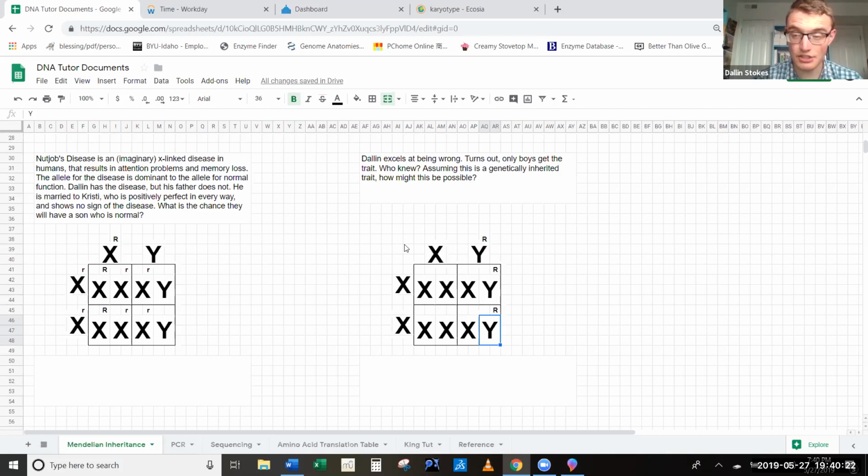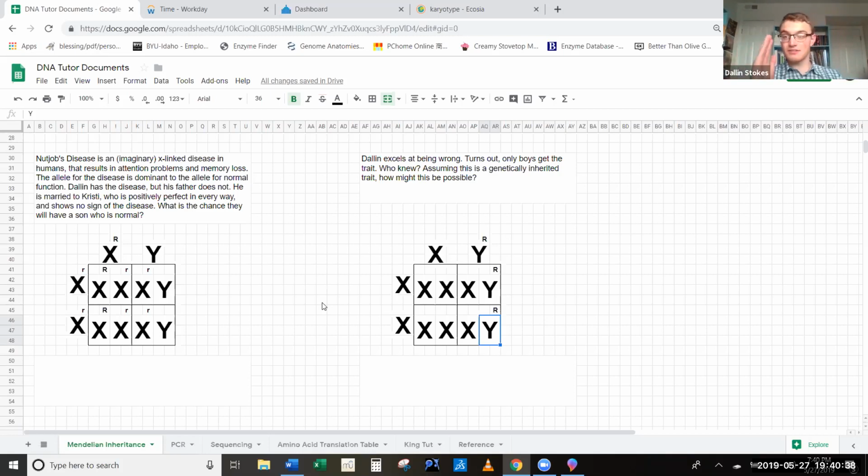Of the girls who have the trait, none of them. Because no girl gets a Y chromosome from dad by definition. Does that make sense? So this is called a Y-linked trait. These other ones were X-linked traits. This is a Y-linked trait.